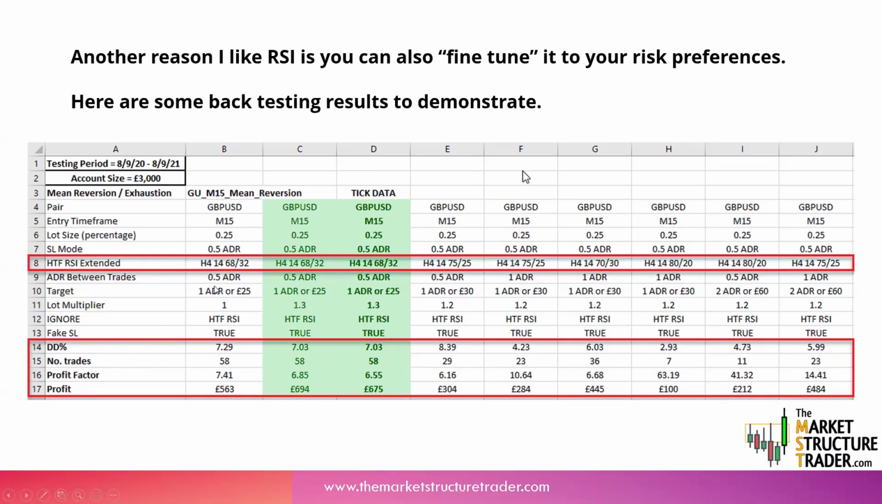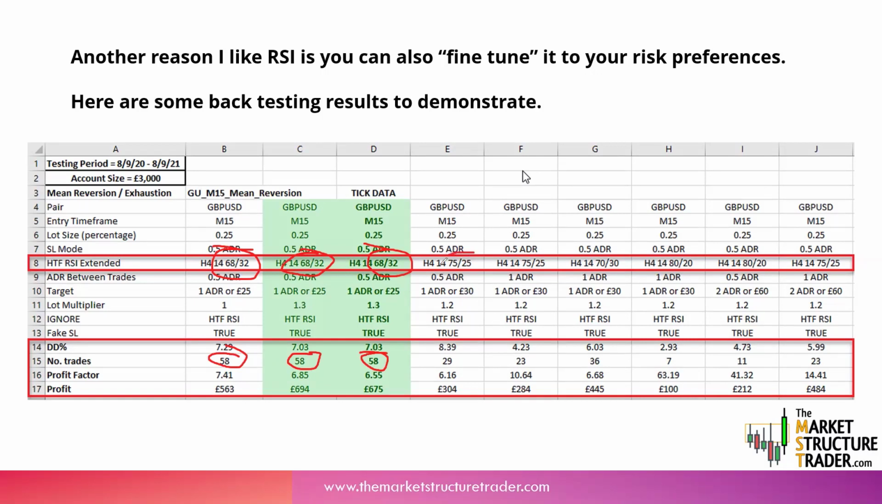And you can see here that these positions, or these tests here, were all taken using the 68 and the 32 level on the RSI. And you can see that with these, we took 58 trades every time we tested with different criteria in the backtesting.